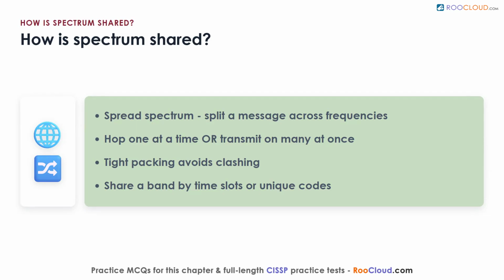Others transmit on many simultaneously with special coding to survive interference, and still others pack signals tightly so they do not clash. Others let multiple users share one band by slicing it into time slots or by tagging each user with a unique code. Picture a crowded room where people avoid talking over each other by taking turns, whispering on different pitches, or each speaking a private language.